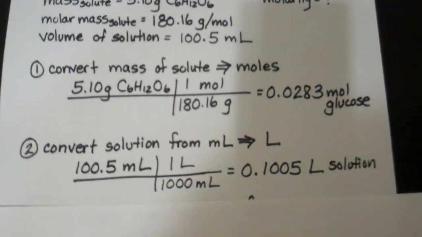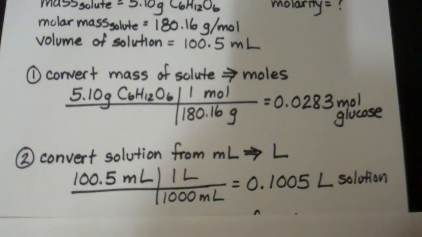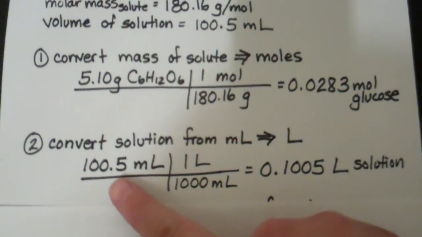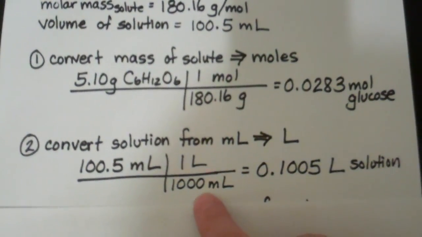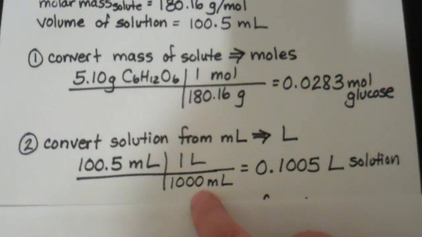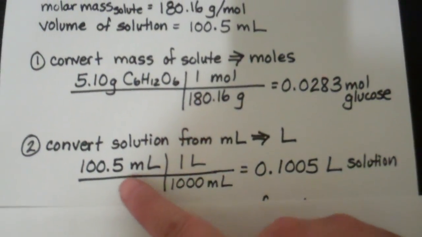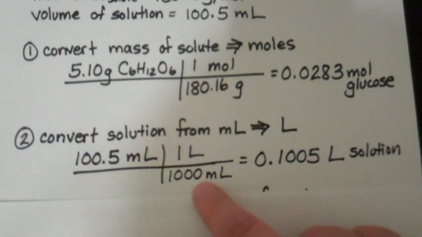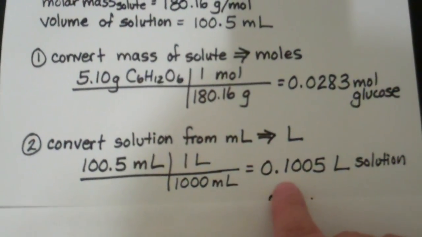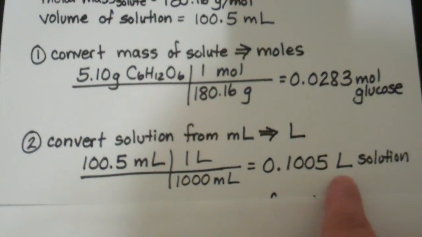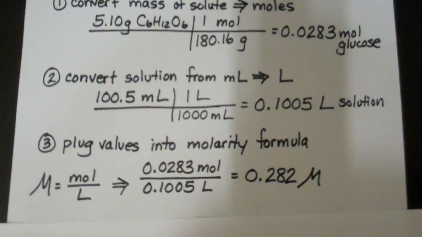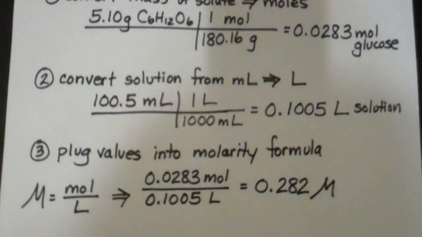The second step is I'm going to have to convert from milliliters to liters. Well, I know that I can multiply by the conversion factor that relates milliliters to liters. 100.5 milliliters divided by 1,000 milliliters gives me that I have 0.1005 liters of solution.